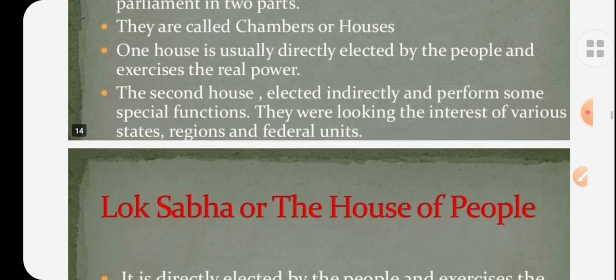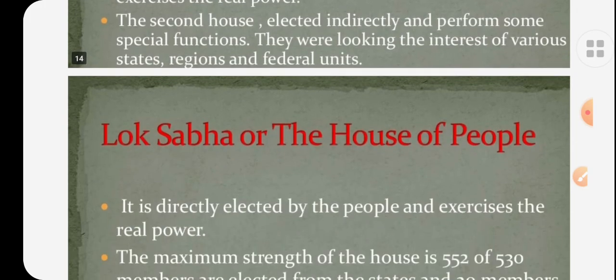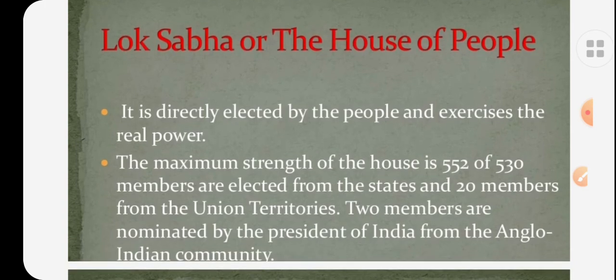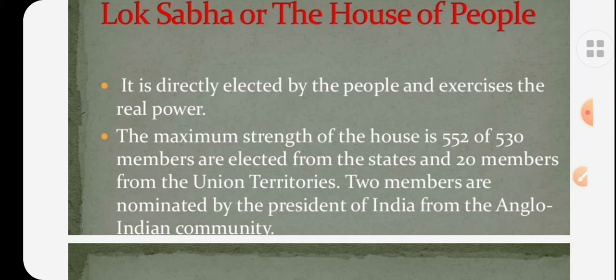So in detail, when we know about what is Lok Sabha or House of the People, it is directly elected by the people and exercises the real power, which means some powers are in the hands of the common people. The maximum strength of the house is 552, of which 530 members are elected from the states and 20 members from the union territories. 2 members are nominated by the President of India from the Anglo-Indian community. So this is what we are discussing.